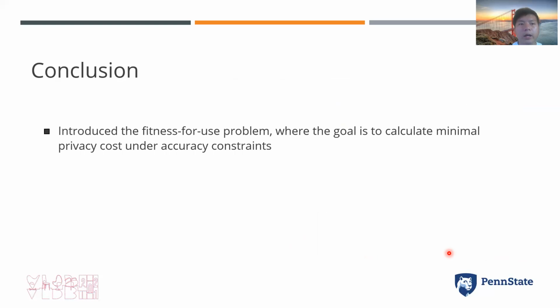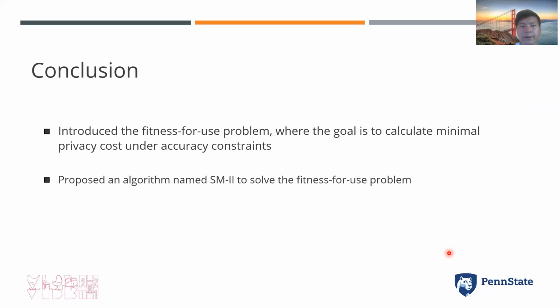And finally, in this paper, we introduced the fitness for use problem. The goal is to calculate the minimum privacy cost under accuracy constraints. And then we also propose an algorithm to solve this problem. So that would be the end of this presentation.